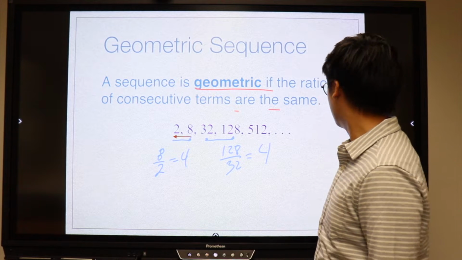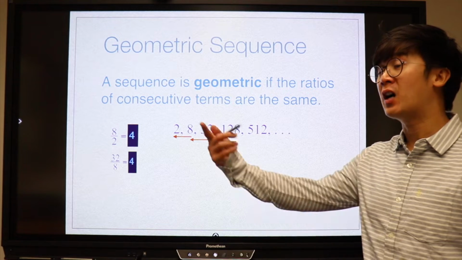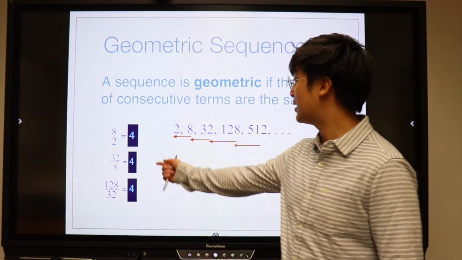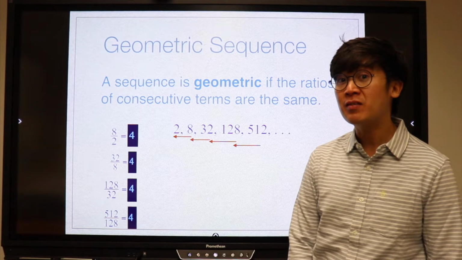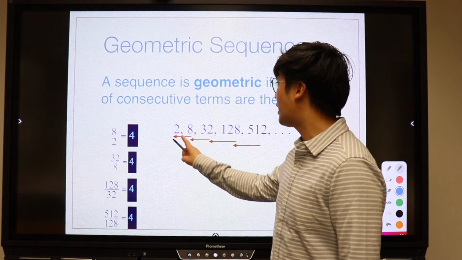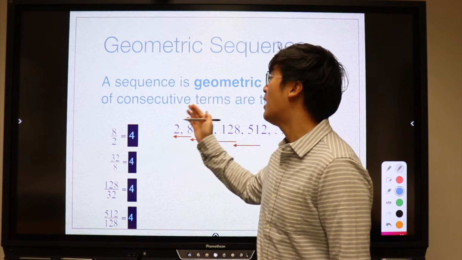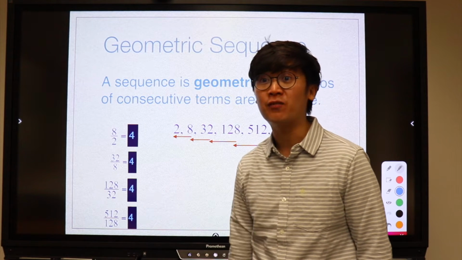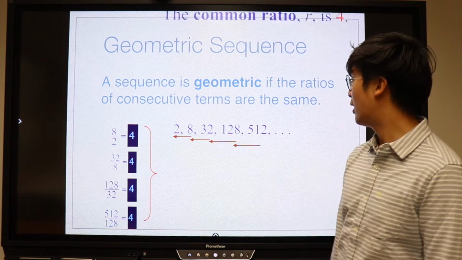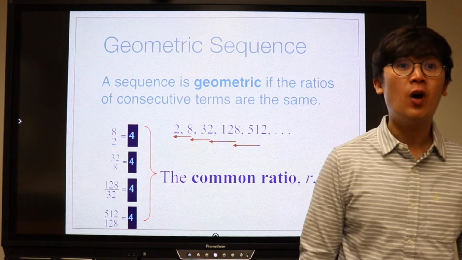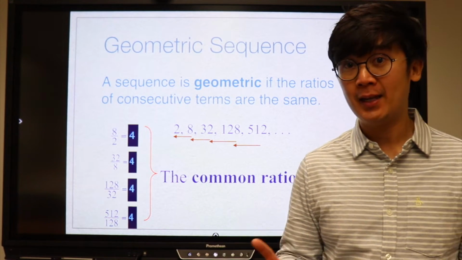Because we have a common ratio. So if we divide every single term to the previous term, it will give us the same result, which is 4. And that is the pattern we're looking for. Starting from 2, we are multiplying by 4 to produce the numbers, right? So that is your common ratio. So r is equal to 4 in this geometric sequence.